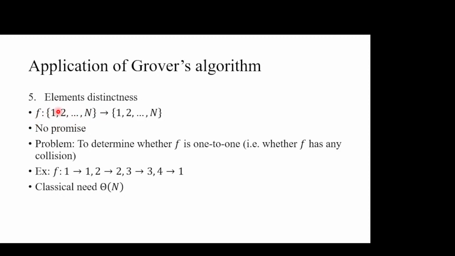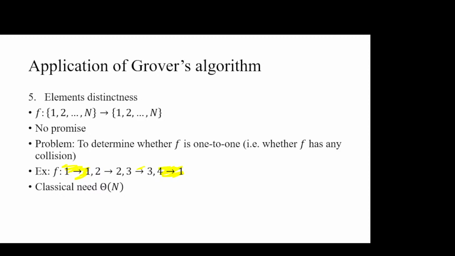F has an input of size n to an output of size n, and there's no promise on what F looks like. The problem is to determine whether F is one-to-one, so whether every input gives a different output, or there is some input that gives the same output. For example, with n equal to 4, say this function maps 1 to 1, 2 to 2, 3 to 3, and 4 to 1 again, and then we see there is a collision.